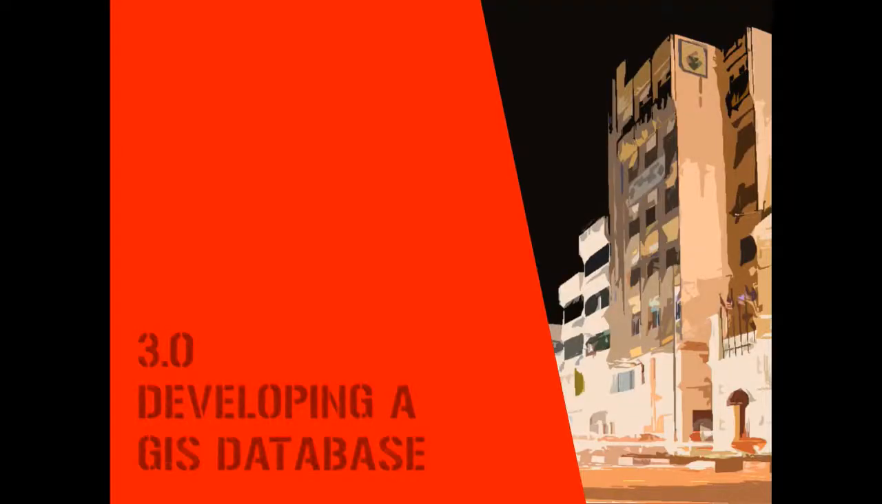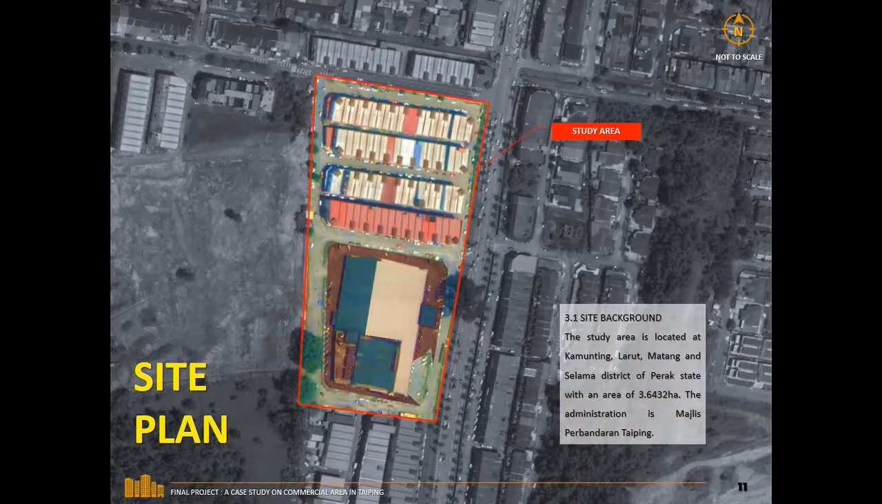Next is developing a GIS database. So here is my site plan. The study area is located at Kamunting, Larut Matang and Selama District of Perak State, with an area of 3.642 hectares. The administration is Majlis Perbandaran Taiping.